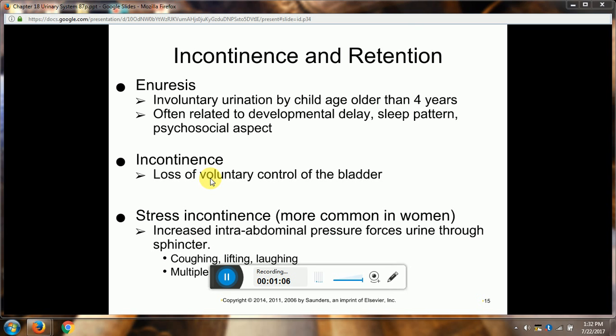Now, stress incontinence means that they're incontinent when there's a sudden increase in the pressure in the abdomen. For example, during coughing, sneezing or laughing. And this is actually more common in women because of the multiple pregnancies and childbearing.